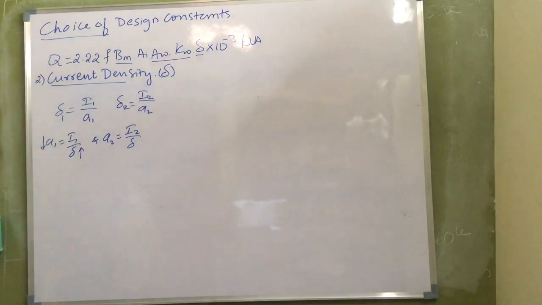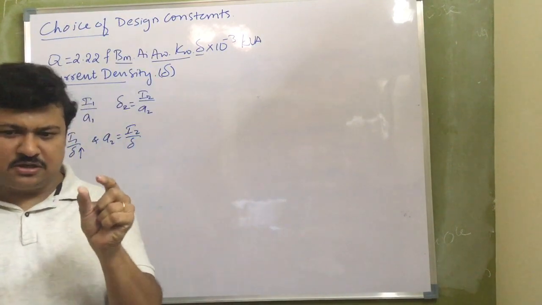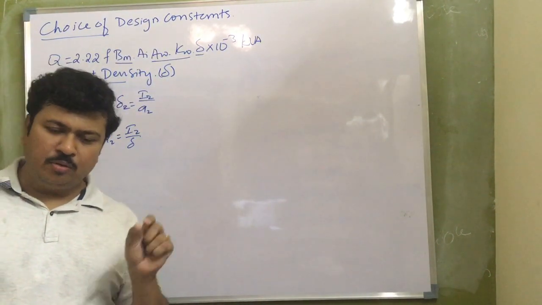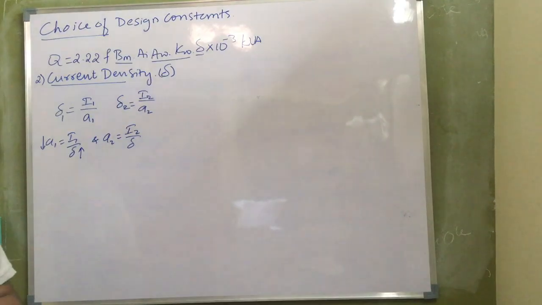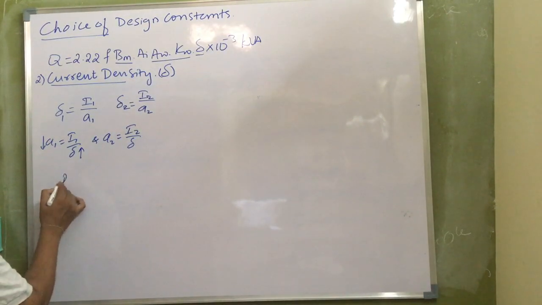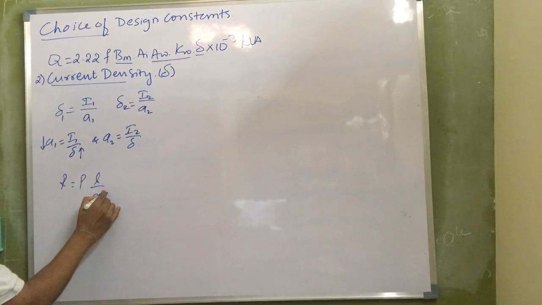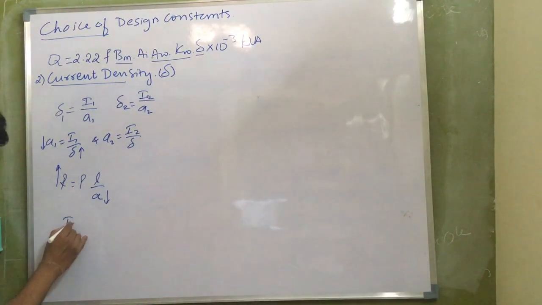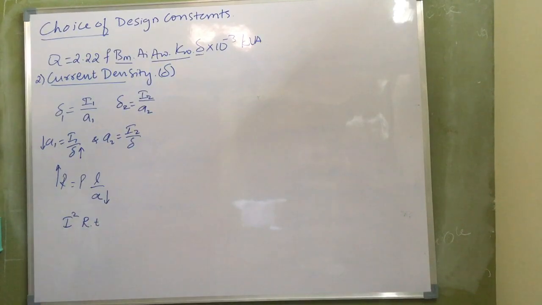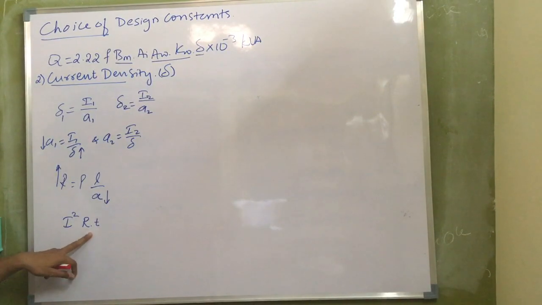Okay, so now, as the current density increases, area decreases. In a smaller cross section area, the same amount of current has to flow. Therefore, the temperature increases. Why does temperature increase? See here, R is equal to rho L by A. As delta increases, area decreases. As area decreases, resistance increases. As resistance increases, I square R into T increases. Temperature rise due to resistance is I square R into T.